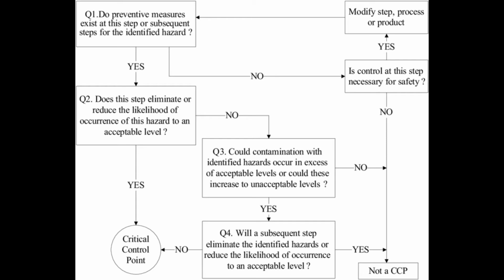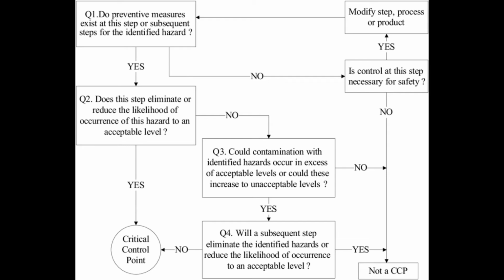If there is a preventive measure or control measure in place, then you need to start asking yourself the second question. Does the step eliminate or reduce the hazard to an acceptable level? So like, does it get rid of it or does it at least keep it under control? Well, if the answer to that question is yes, then you got yourself a critical control point there, don't you? If that is the case, mark the step as a CCP and move on.